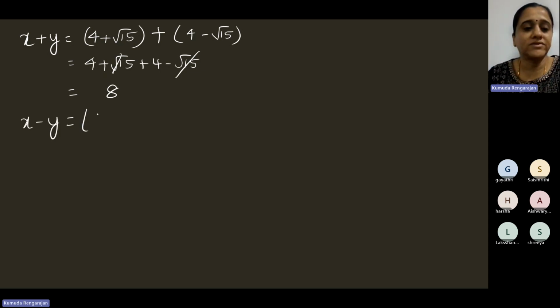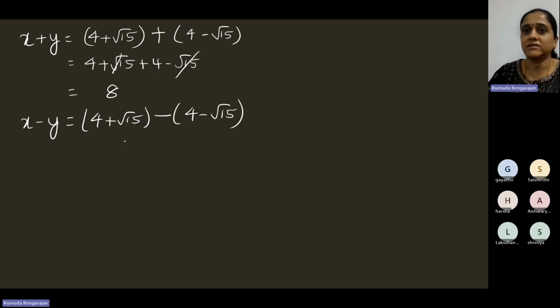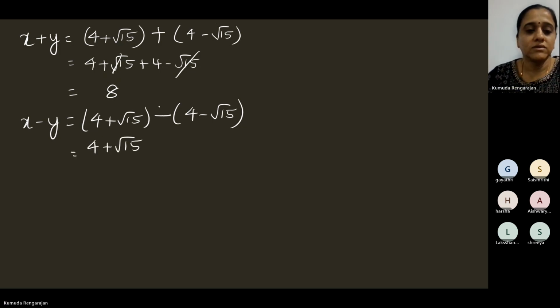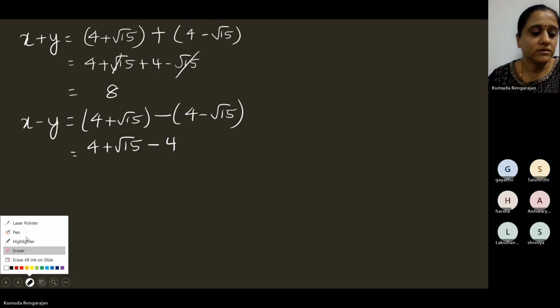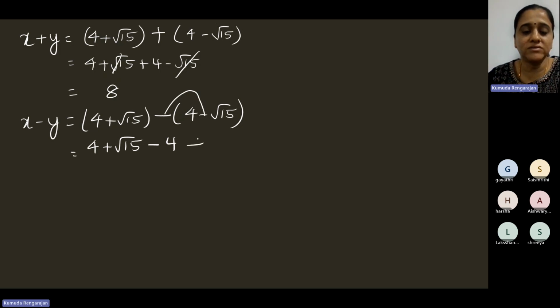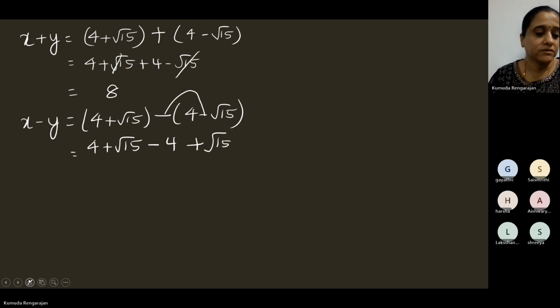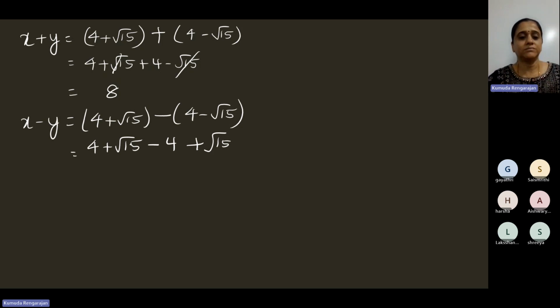Yeah, good. This is x. This is y, correct? Minus sign, right? So minus into plus, there's a plus here. So minus into plus minus 4. Then minus into minus plus root 15.